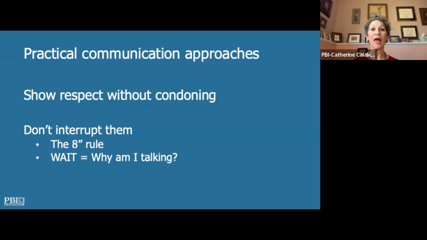Pauses are your friend. They create time and space for the clinician to say more. This further demonstrates respect, and if they feel respected, they are more likely to comply with your processes. And having them explain more helps them name and tame their emotions. A corollary to the 8-second rule is the acronym WAIT, which is why am I talking? If you are an interrupter, you might want to remember the acronym WAIT.